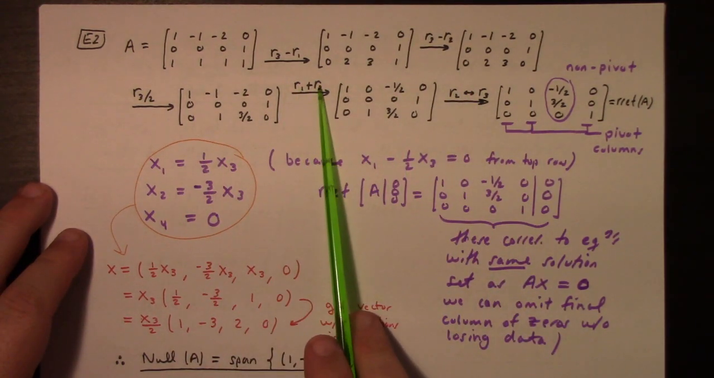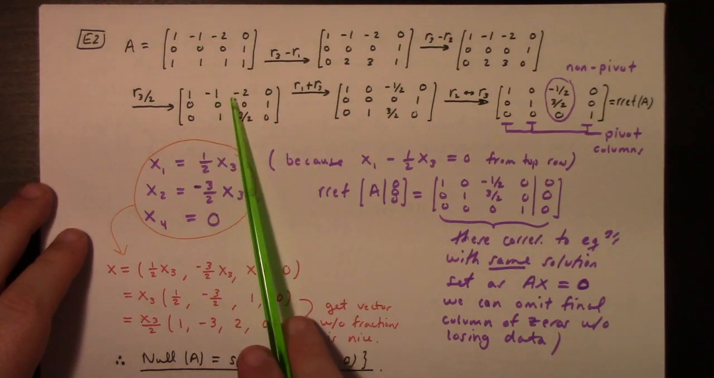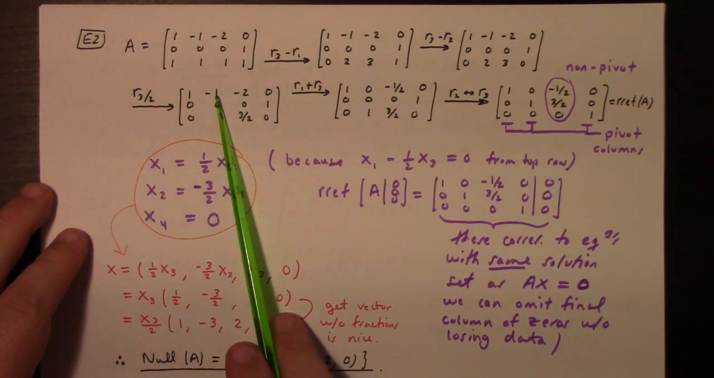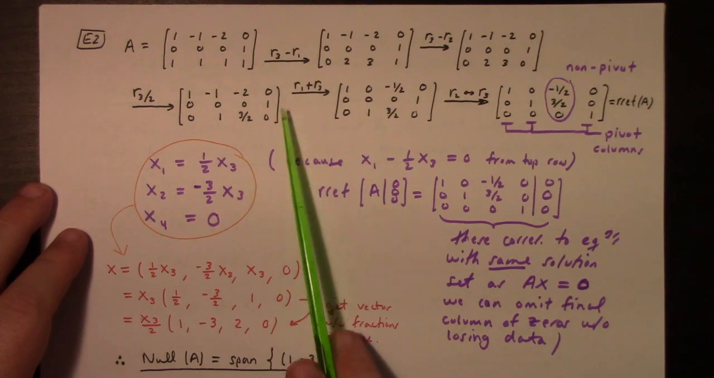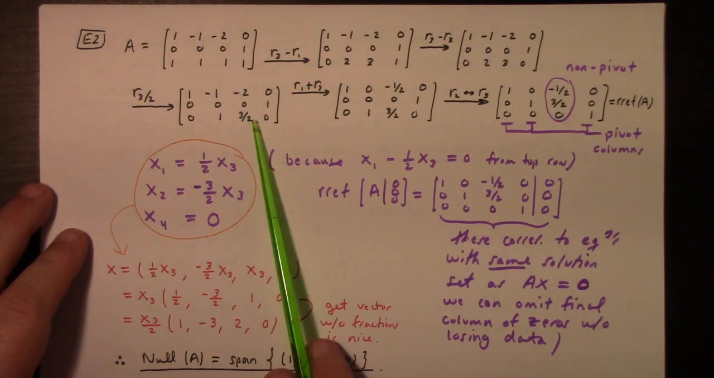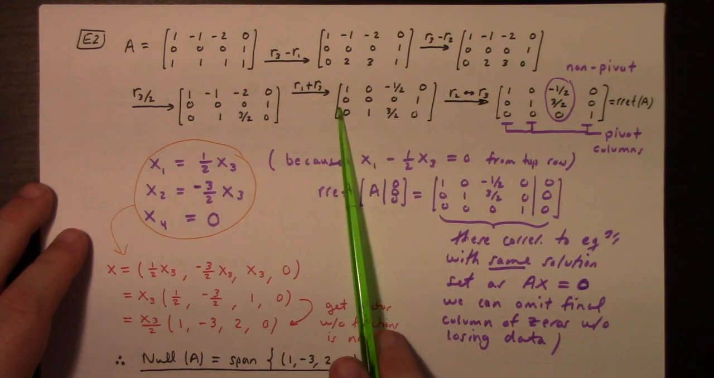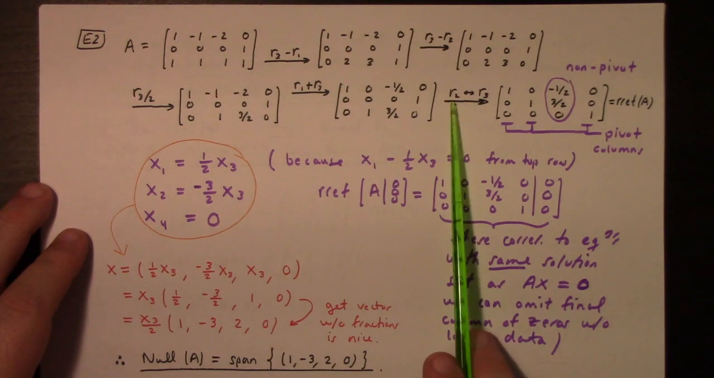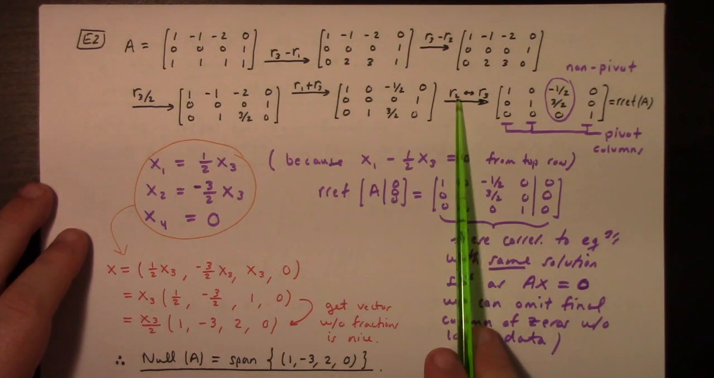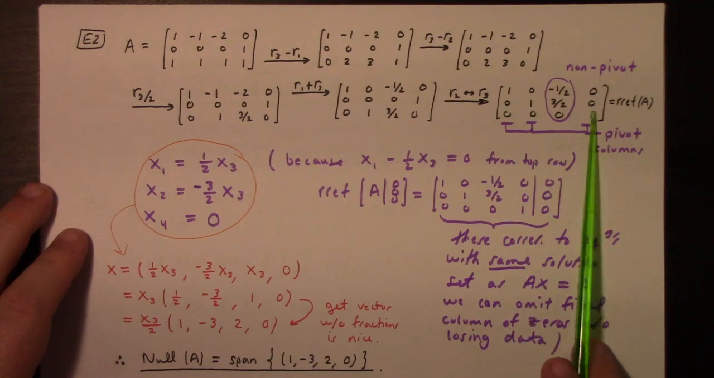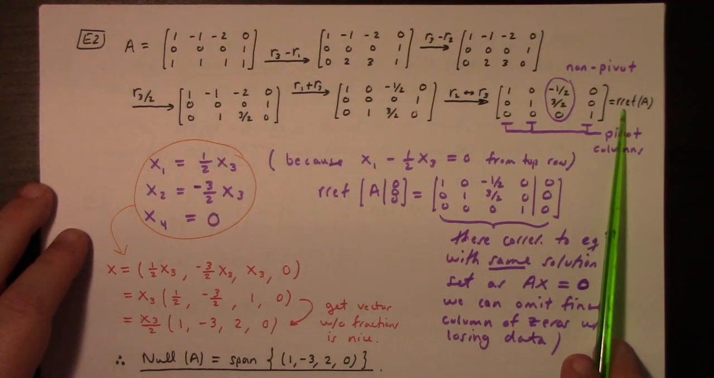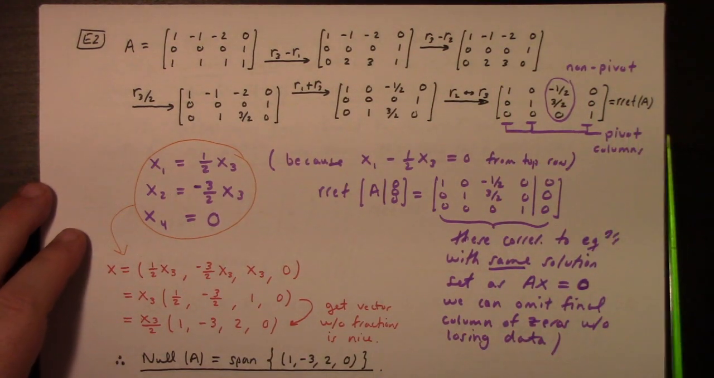Then I add row 1 and row 3 to put into row 1. That has the effect of zeroing out this 1, and minus 2 plus 3 halves is minus a half, all right? And then finally, one last bookkeeping thing, I switch row 2 and row 3 just so that it's in the proper format to be the quote-unquote reduced row echelon form of A.